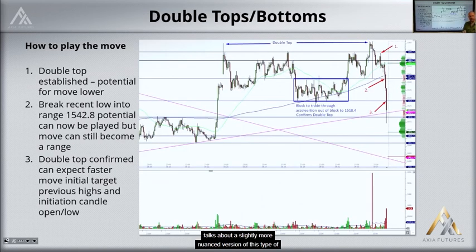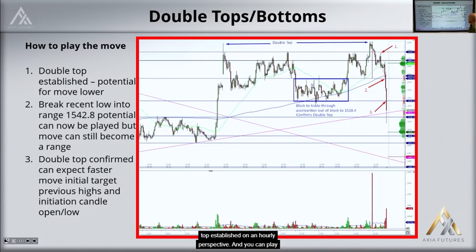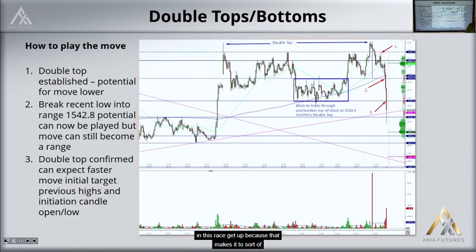Right, now I talked about a slightly more nuanced version of this type of thing. And this is what I mean. What we've got here then is a double top established on an hourly perspective. And you can play this in multiple ways. And this is what's so important. So, I'm not trying to look at this as here's a double top, this is precisely what happened, and this is where you should get in, this is where you should get out, because that makes it too prescriptive. You need to look at this and say to yourself, okay, we've got a double top, quite clear.